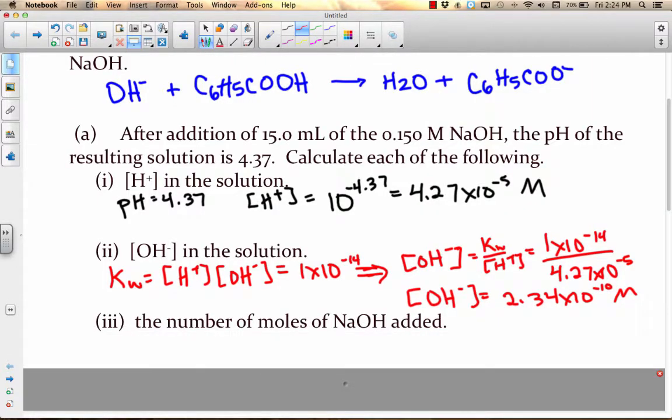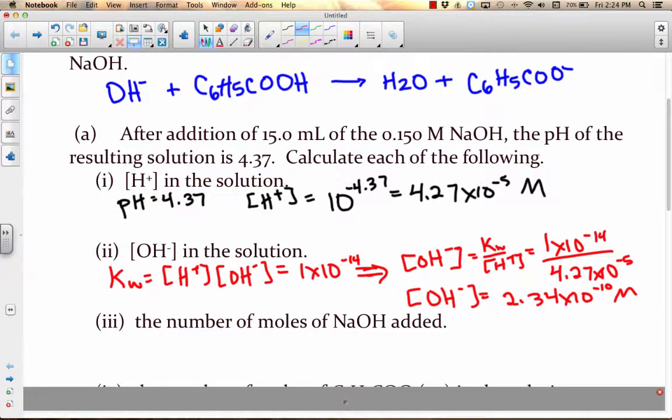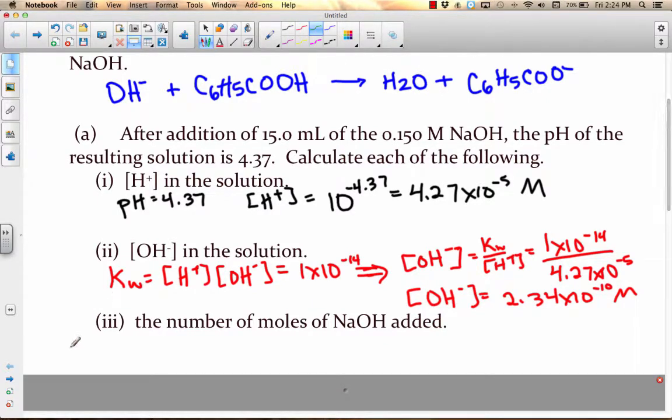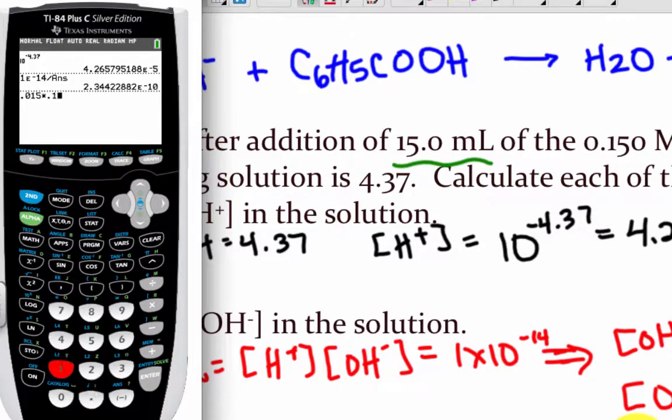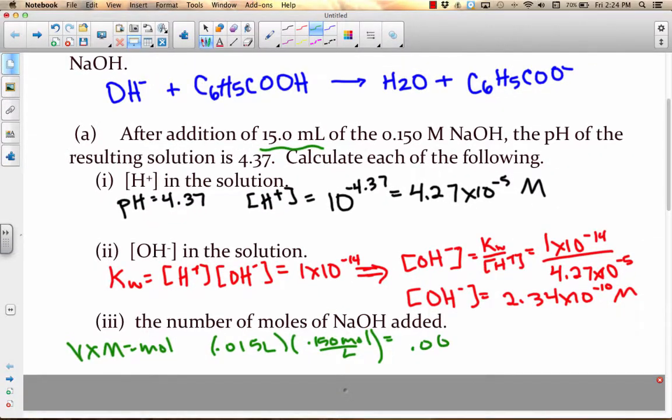All right, we're on to part 3. Now we need to calculate the number of moles of sodium hydroxide that were added. So remember, volume times molarity will give you moles. So I have the volume of sodium hydroxide is 15 milliliters, that's 0.015 liters, times the molarity of 0.150 moles per liter. So 0.015 times 0.15 is 0.00225. That's our moles of sodium hydroxide.